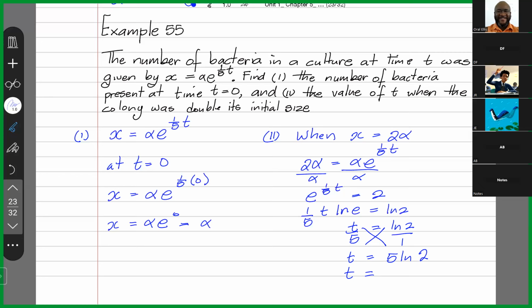3.47. Say that again. 3.47. I'm not even sure if that is minutes or what. I'm not seeing the unit of time. So it's 3.47 units of time, whatever the unit of time is.